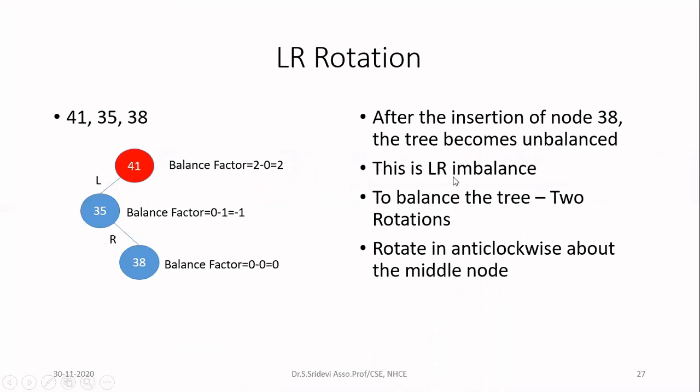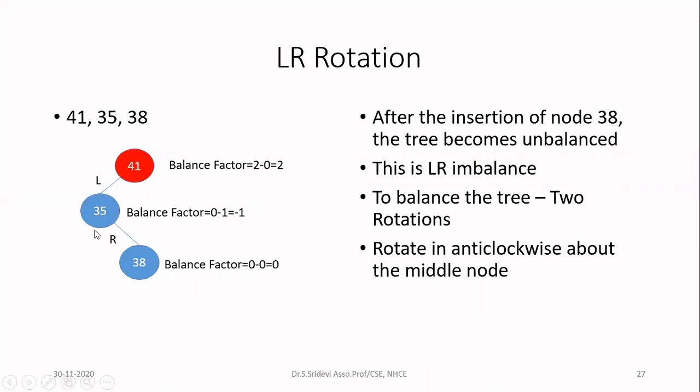So in case of LR imbalance, the letters are different. That means you are going to balance the tree by performing 2 rotations. The first rotation is always in the same direction as that of the first letter. So here the first letter is L. That means that you are going to rotate in the anti-clockwise direction about the middle node. So the middle node is now 35. I am going to rotate in the anti-clockwise direction about this 35.